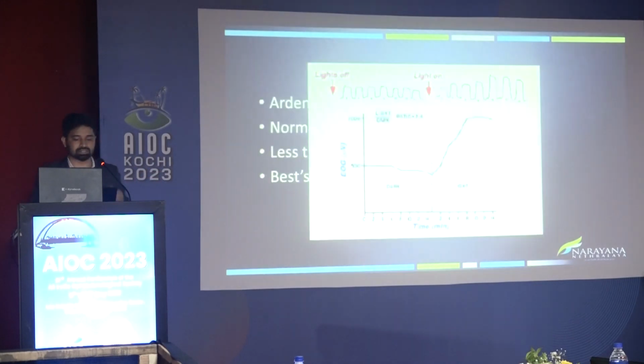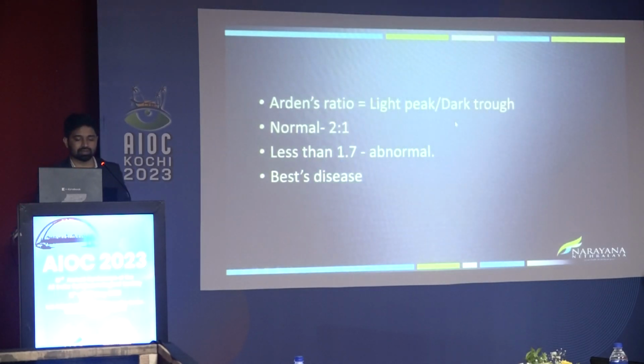The polarity changes, right? Because of the change in polarity, we get a waveform like this, which has a dark trough and a light peak. And if you calculate the ratio, what is it called? Arden ratio. Normal it is 2:1. If it's less than 1.7, it's abnormal.